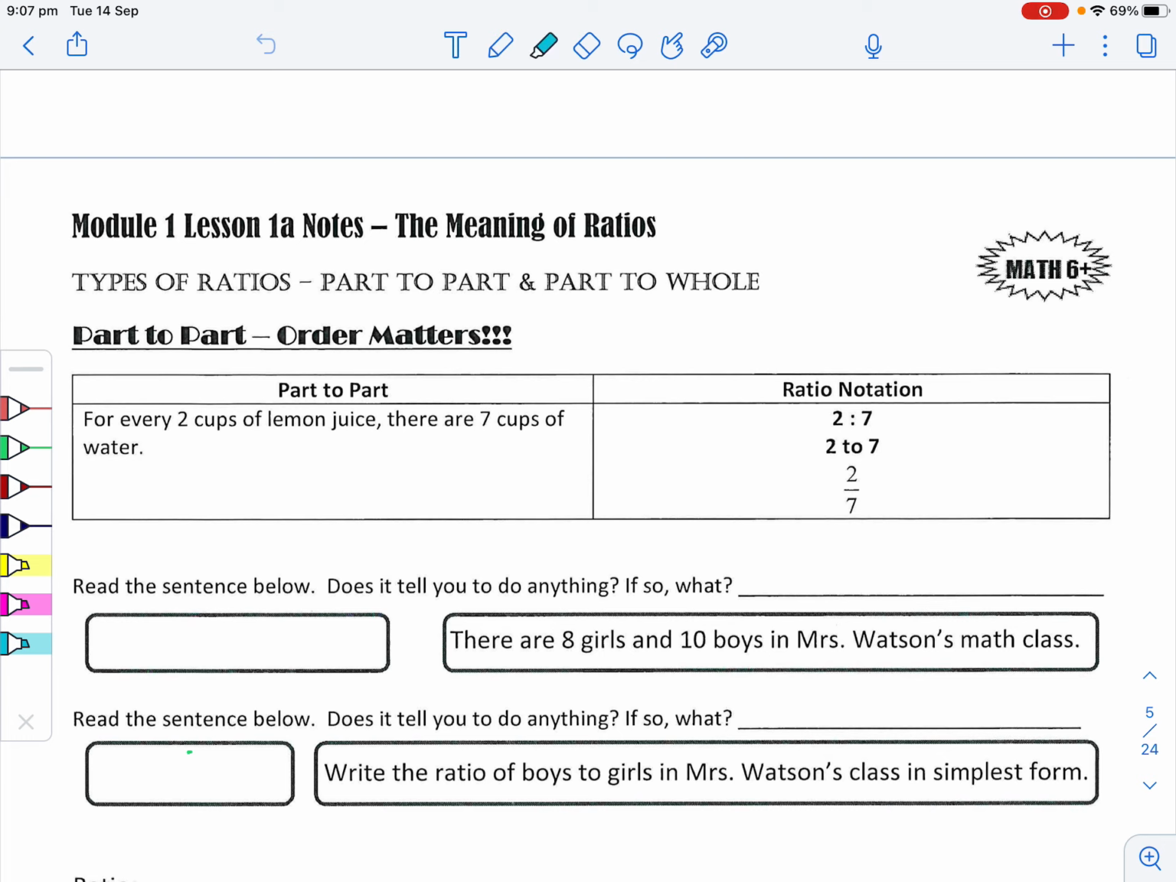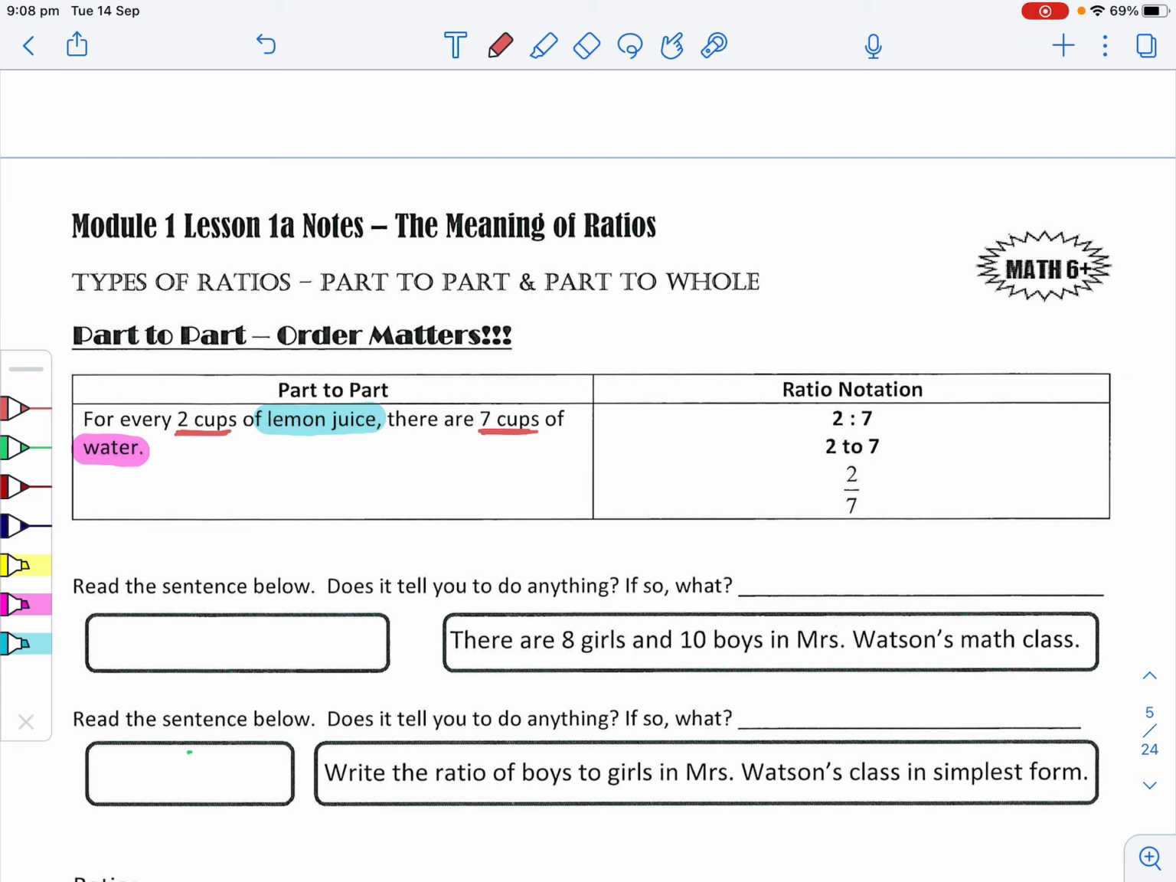And so in the recipe, it says for every 2 cups of lemon juice, that would be 1 part of the recipe, there are 7 cups of water, and that's going to be the other part of the recipe. And then you'll notice in this other box over here, it says in ratio notation 2:7, 2 to 7, and 2/7. Notice that the 2 comes first because the 2 cups of lemon juice are listed first, and the 7 cups of water are second because the 7 is listed second.